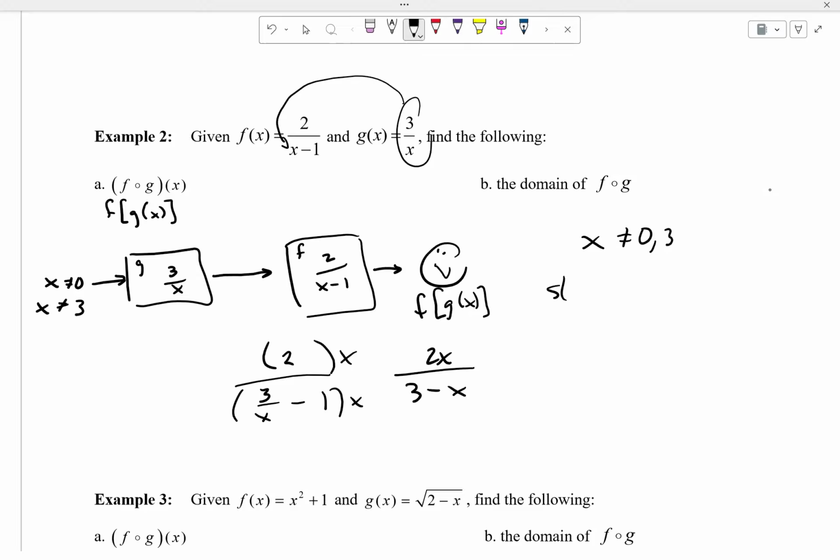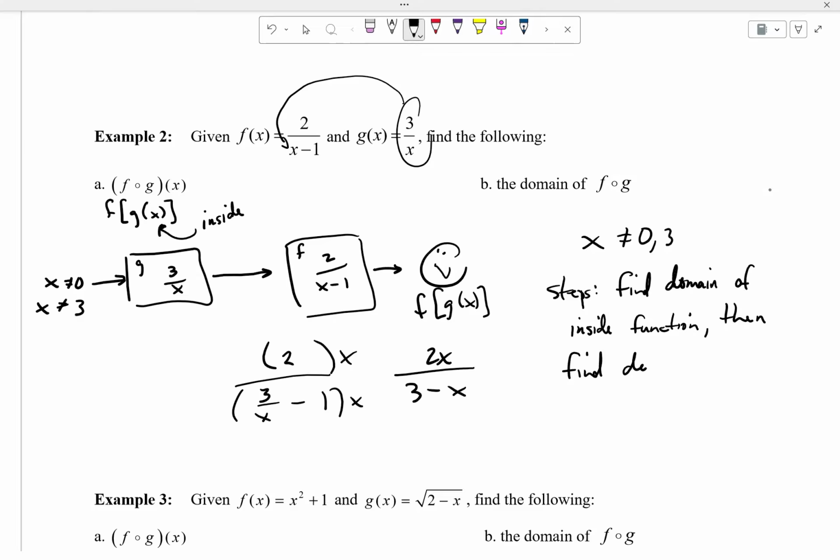So the steps. Find domain of, should I say inside function? Does that make sense if I say inside function? Or first function, however you want to think about it. Just make sure that it makes sense. Yeah, this is the inside function. I'll put that here, inside. Then find domain of the composite.